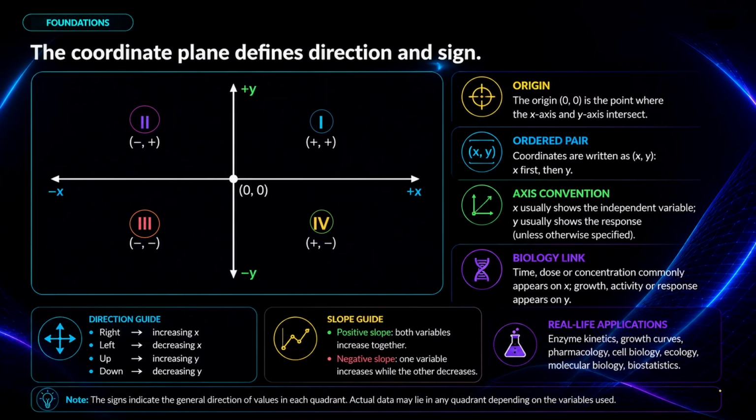Now that we know what a graph is, let's understand the coordinate plane because every graph is built on it. If you understand this slide clearly, reading graphs becomes much easier. The point where the x and y axes meet is called the origin and its coordinates are 0, 0.